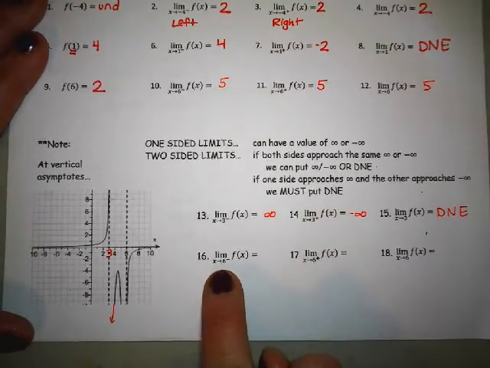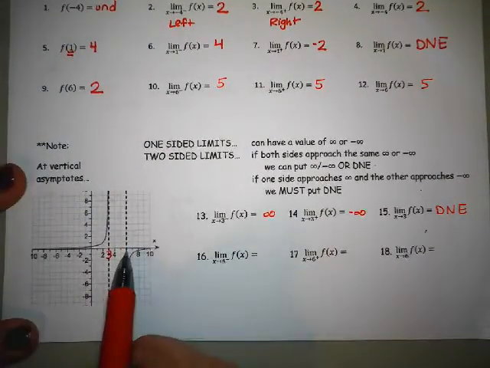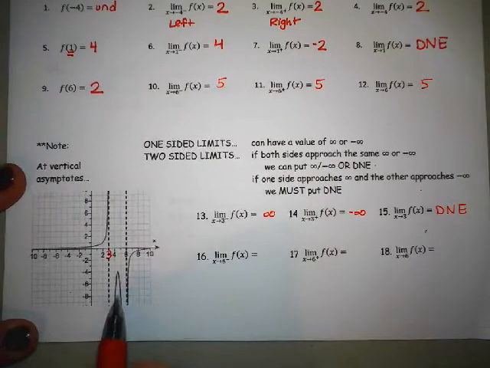Okay, number 16, find the limit as x approaches 6. 6 is this other asymptote from the left. Well, here's 6. If I start on the left, I'm on this downward facing parabola.